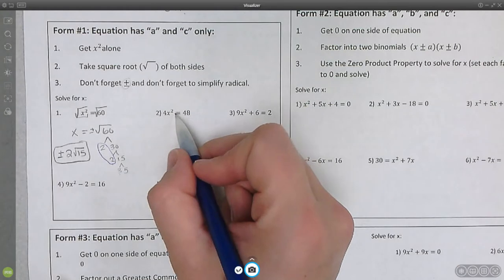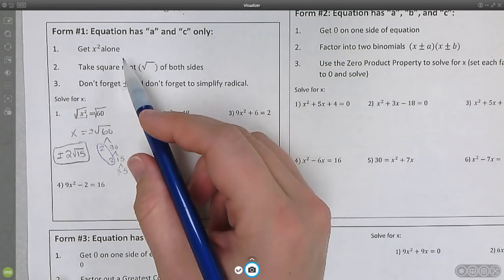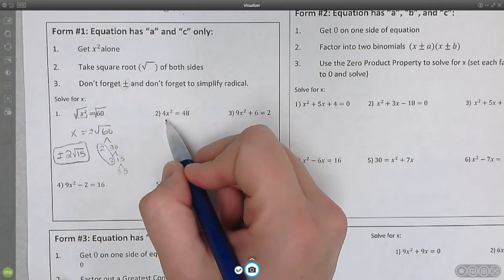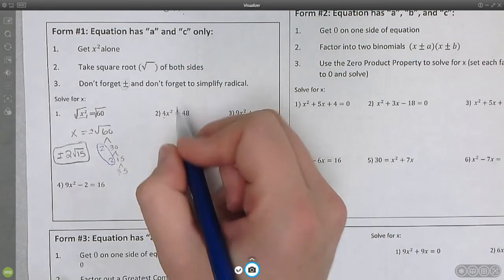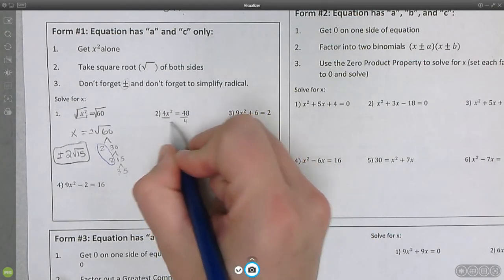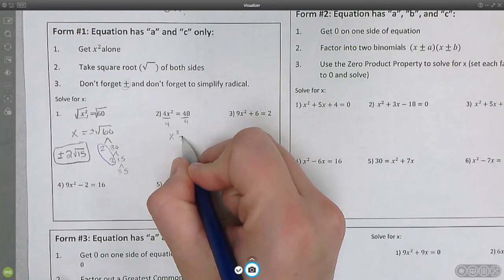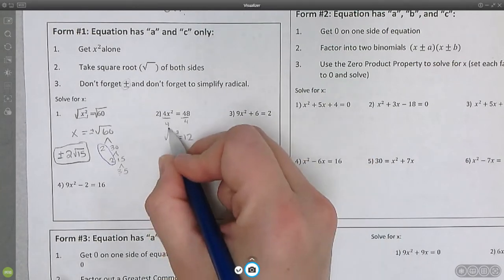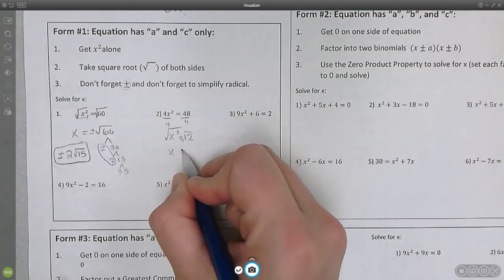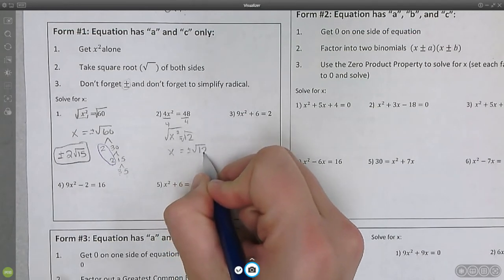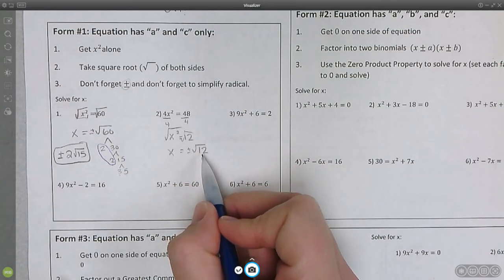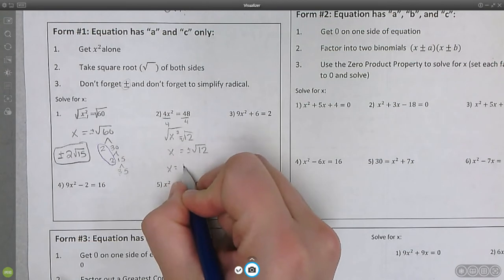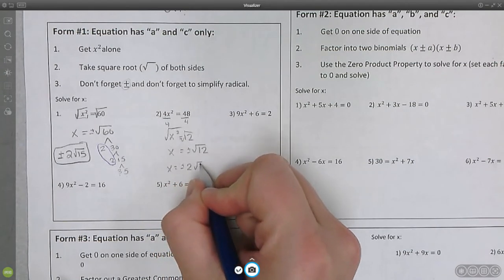Okay, so if I move to the next one, it says get x squared alone. So right now you have a 4 with it. So we're going to divide both sides by 4. You get x squared equals 12. Square root both sides. So you have x equals plus or minus the square root of 12. If you simplify this radical, you get x equals plus or minus 2 root 3.